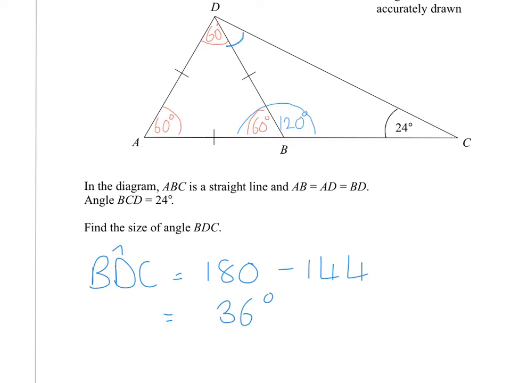So let me just recap on the 3 marks. 1 mark for the interior angle of an equilateral triangle being 60 degrees. Then using the angles on a straight line rule to work out this one being 120 degrees. Then finally, to get our answer for the 3rd mark, angles in a triangle add up to 180. So 180 take away this one plus this one gives me my 36 degrees.